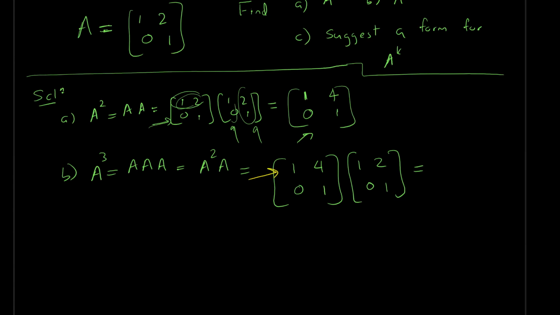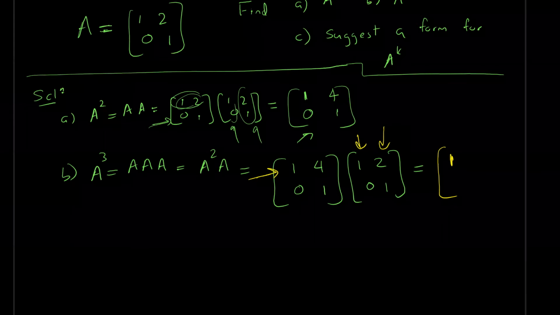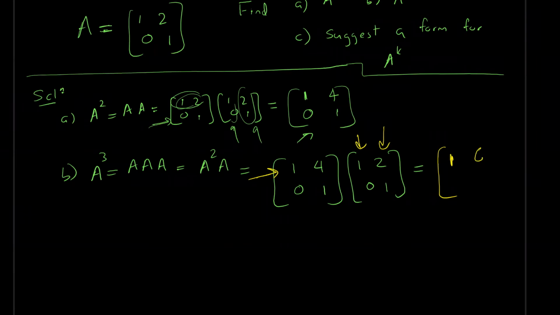this row with this column, so 1 and 1, 1, 4 and 0, 0. And this row with this column, now 1 and 2, 2, 4 and 1, 4, so 6. Now this row with this column again, 0, 0, and this with this now, 0, 1, right?